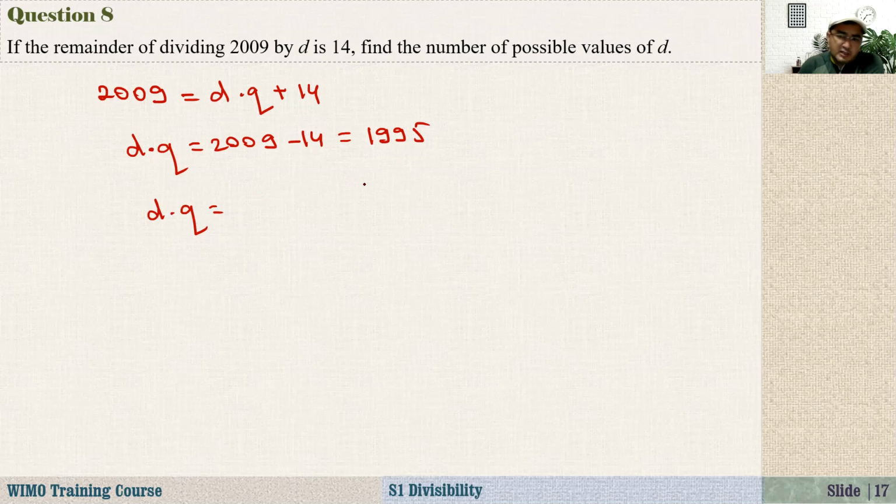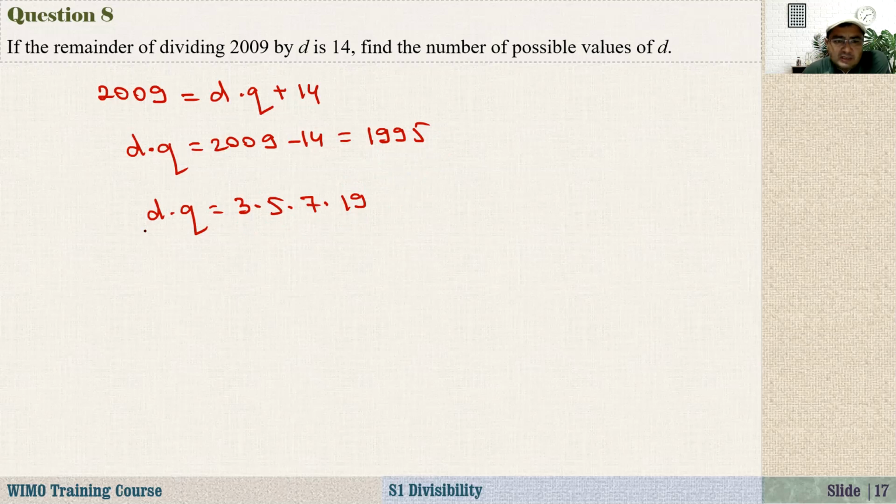So this d times q is equal to 1995. What is 1995? It's divisible by 5. 1 plus 9 plus 9 plus 5, it is divisible by 3. It is also divisible by 7. If you divide by 3, for example, and also by 5, and continue dividing by 7, you get 19. Actually, 1995 can be written as 3 times 5 times 7 times 19. That's the prime factorization of 1995, right?